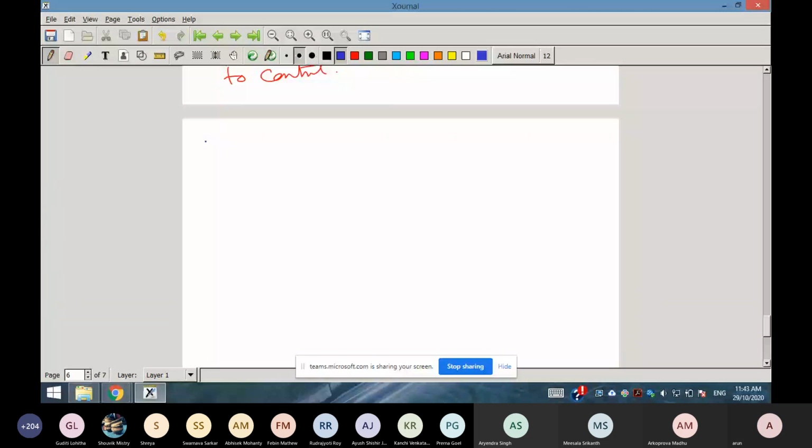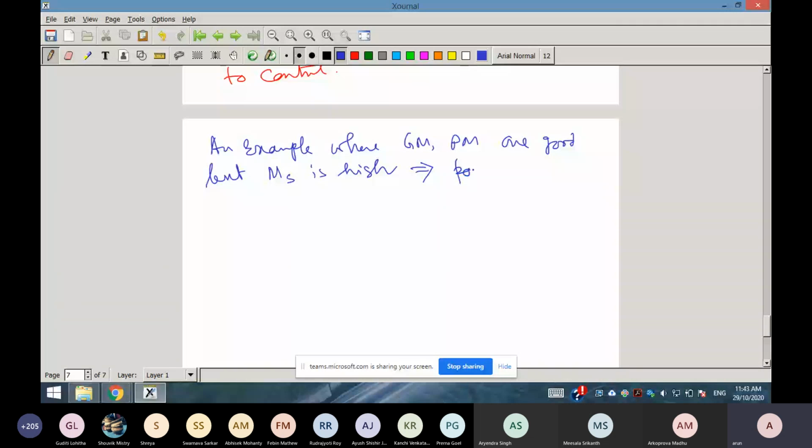So an example where GM, PM are good, but MS is high, implying poor robustness.